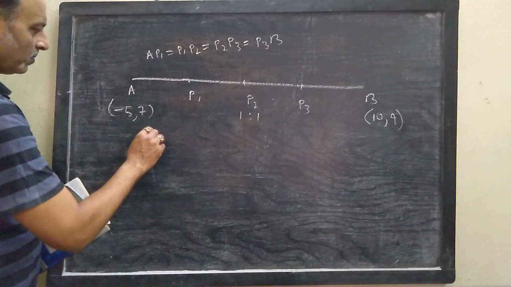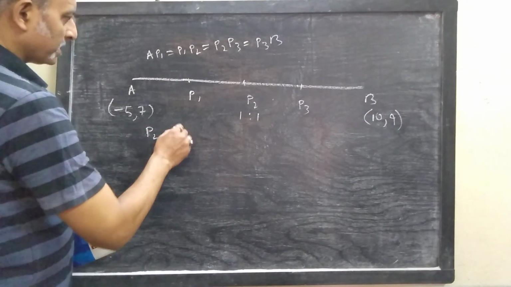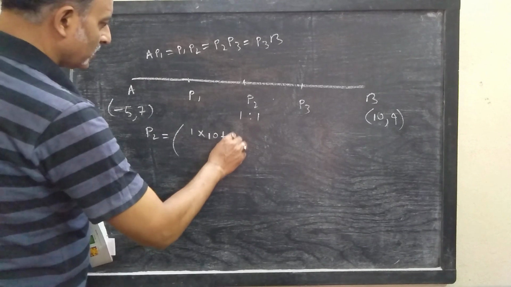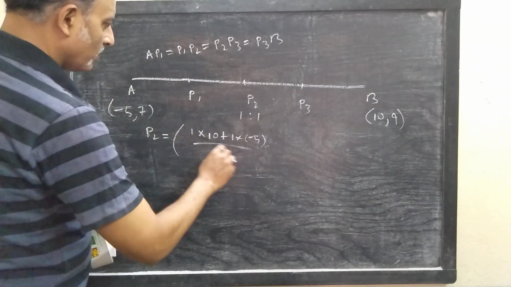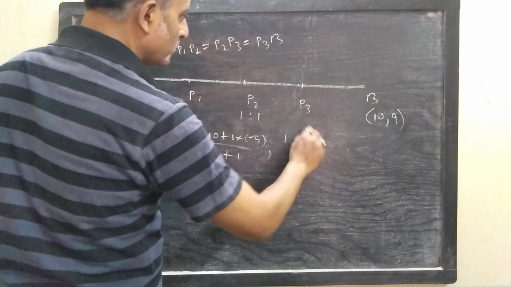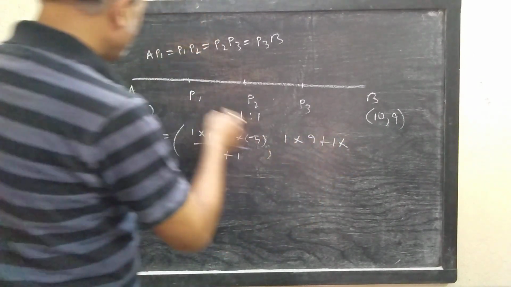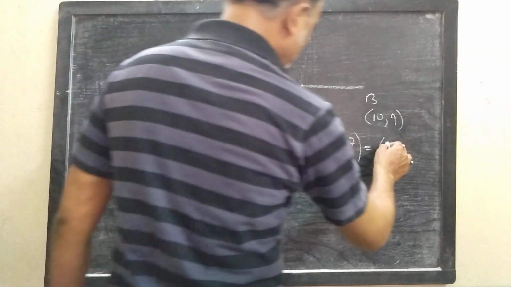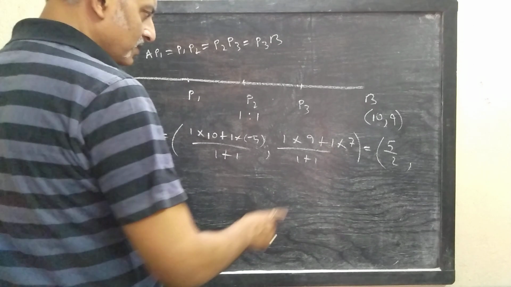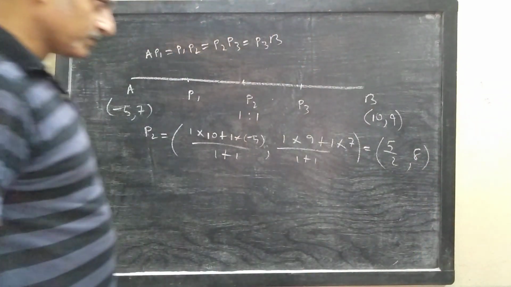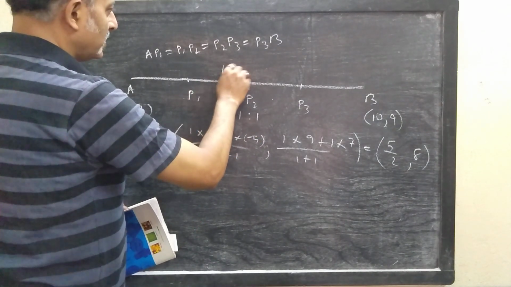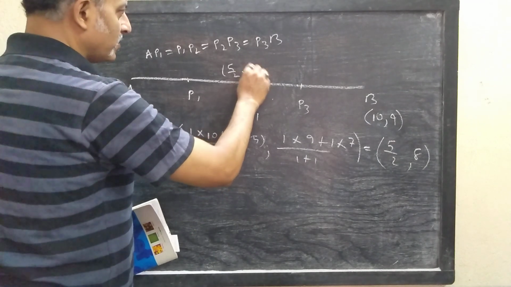So coordinates of P2 will be mx2, that is 1 into 10, plus nx1, that is 1 into -5, by m plus n, then 1 into y2, that is 9, plus 1 into y1, that is 7, by 1 plus 1. So this will ultimately become 10 minus 5 is 5, 5 by 2, 9 plus 7, 16, 16 by 2 means 8. Next, after getting the coordinates of P2, write here the coordinates. We get coordinates of P2 as 5 by 2, 8.